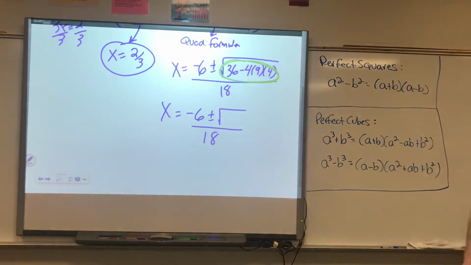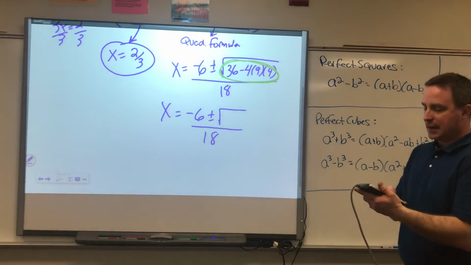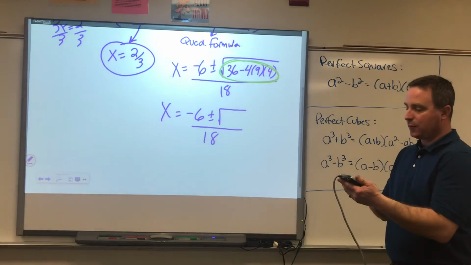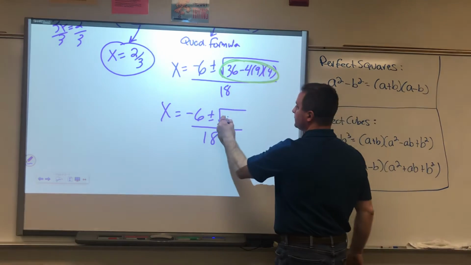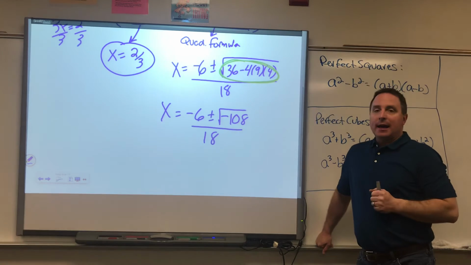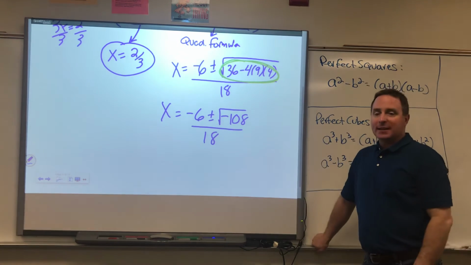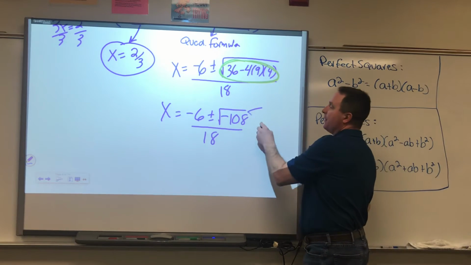If I pick up my calculator here, I'm going to do 36 minus 4 times 9 times 4, and I think I get negative 108. We've seen this number a couple different times. Let's look at that number, negative 108. Is it a perfect square? No, it's not. But it can be simplified.